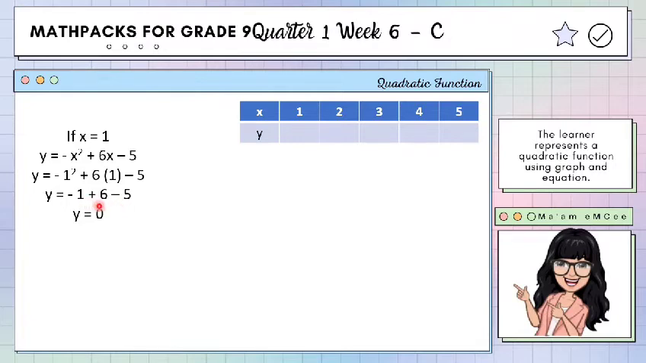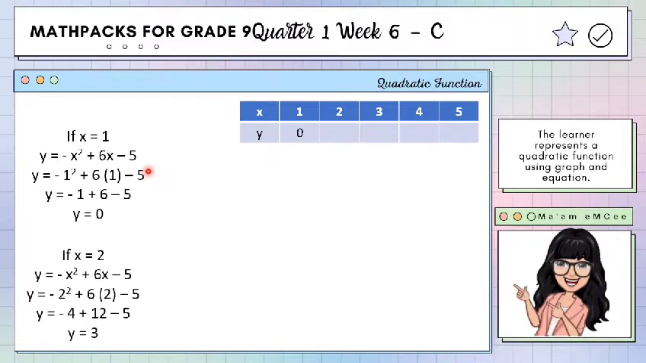So negative 6 plus 6. Remember, they are the same numbers but of different signs, so if you combine them, the answer is always 0. So our y is equal to 0. If your x is equal to 1, then the value of y is equal to 0 if we have the function y is equal to negative x squared plus 6x minus 5. So again, our y is equal to 0 if x is equal to 1.